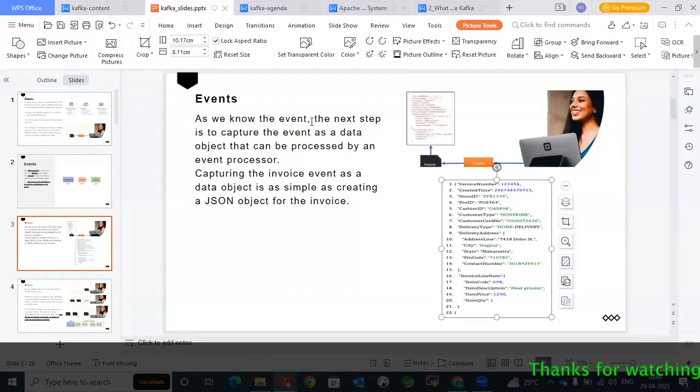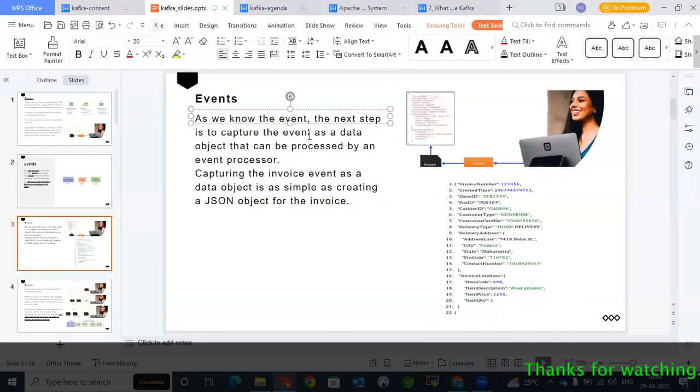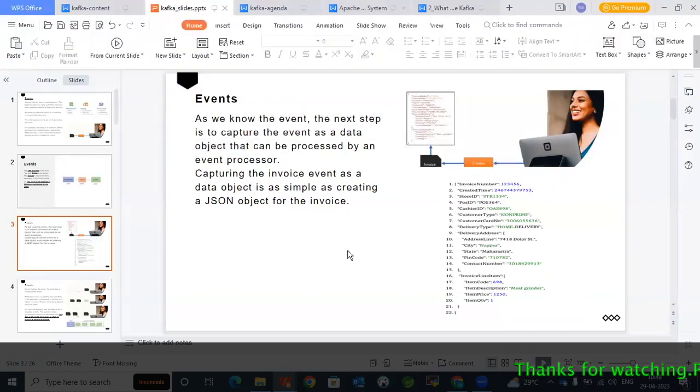Now, as we know the event, the next step is to capture the event data as a data object, right? So this event data, meaning the invoice copy, contains the data of all the items you have purchased. This data capturing is very, very important. Why? Maybe this data, that means the invoice copy, they will send to the shipping team so that the shipping team will start shipping your smart TV. So what they have given to the shipping team, the event, meaning the invoice copy in our example, is nothing but what?